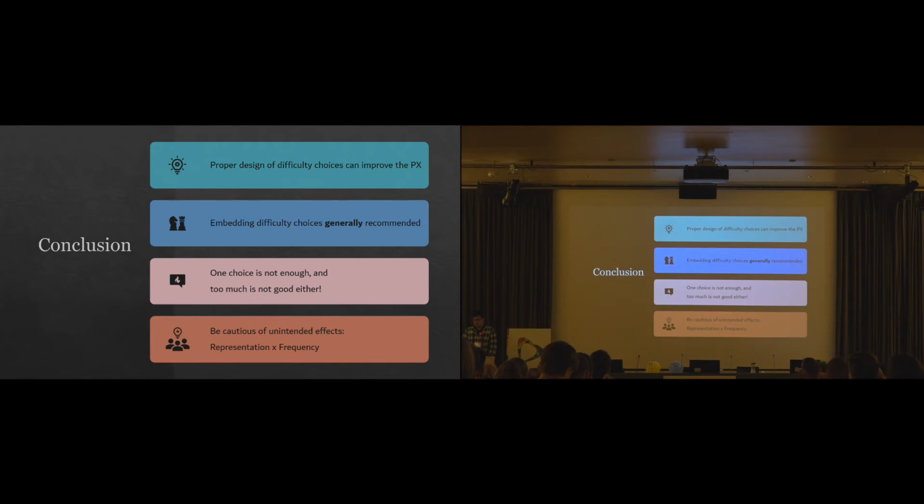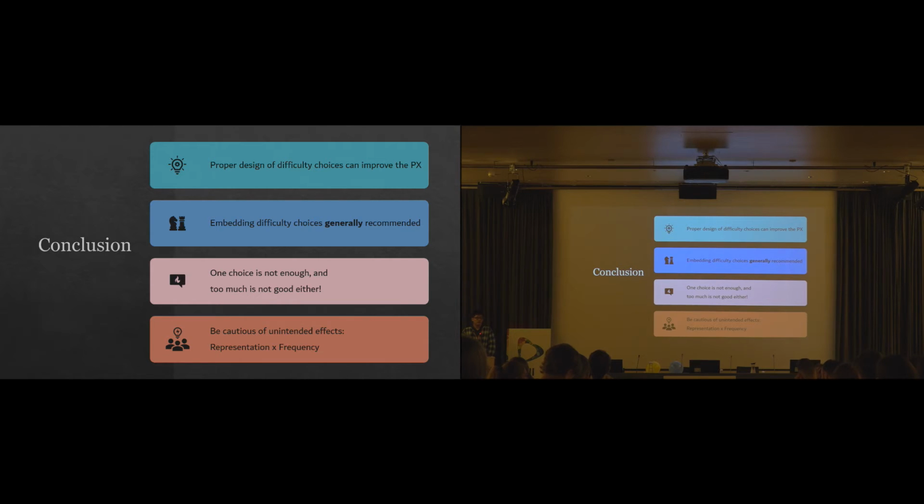So we really need proper design of difficulty choices, right? Right now what's happening is we kind of have these interactions where players make choices within our games, changing the difficulty as an afterthought. And sometimes it's good, sometimes it's bad, sometimes we don't even know what happens at all. Of course, embedding difficulty choices is generally recommended, but I would like to exercise a bit of caution here. It really depends on the kind of game that you're making.